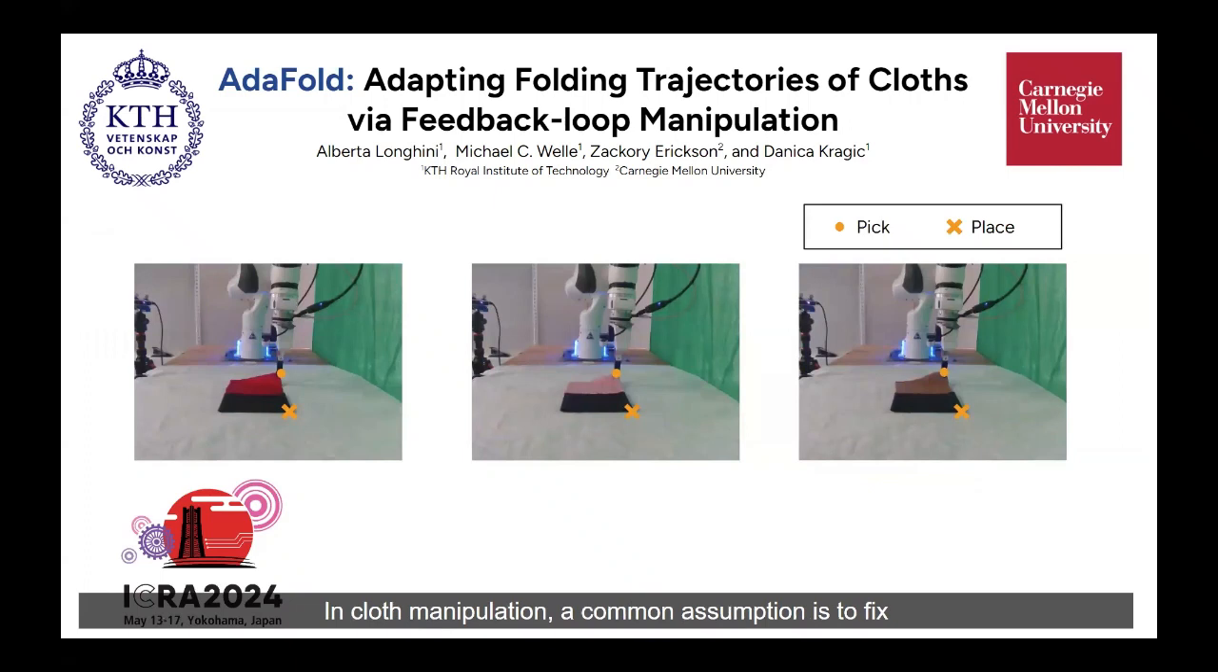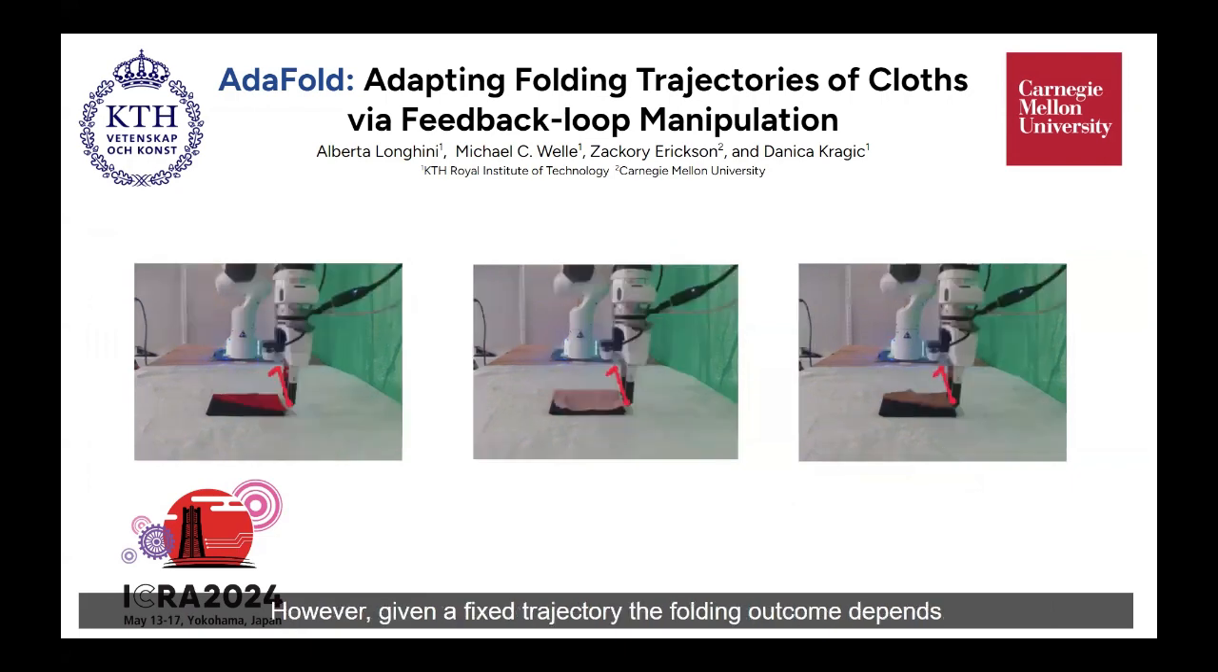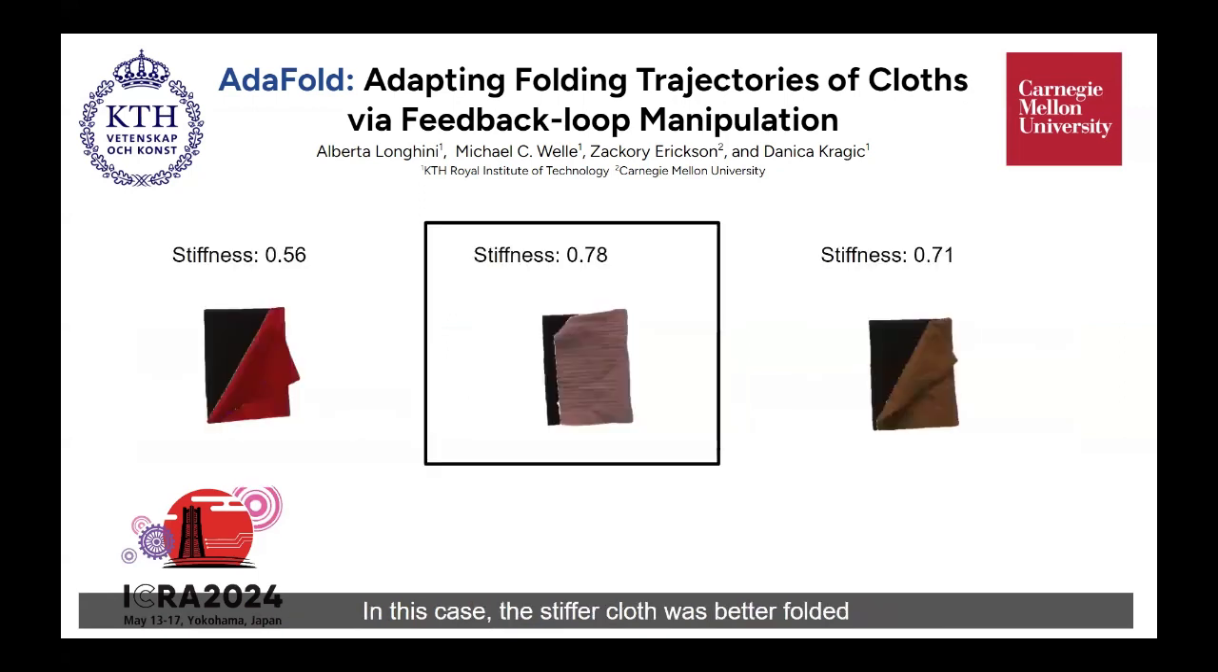In cloth manipulation, a common assumption is to fix the trajectory between predefined pick-and-place positions. However, given a fixed trajectory, the folding outcome depends on the cloth physical properties, such as how stiff the cloth is. In this case, the stiffer cloth was better folded with respect to the less stiff cloths.